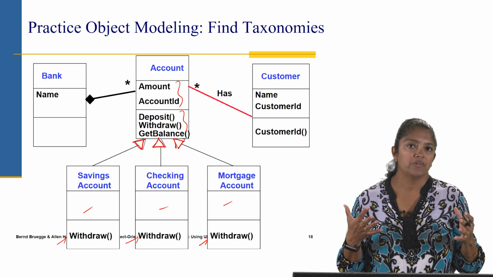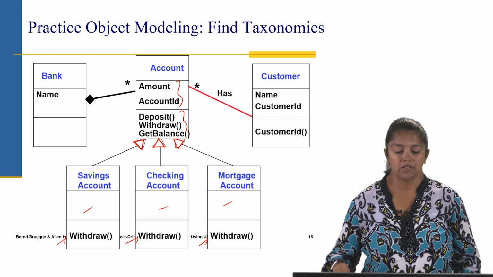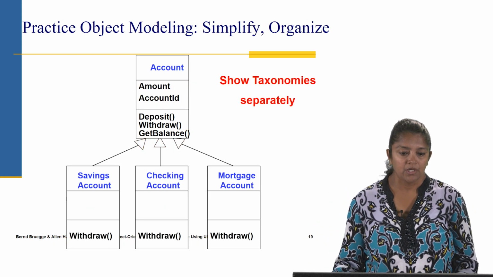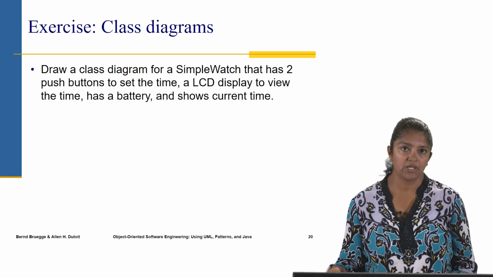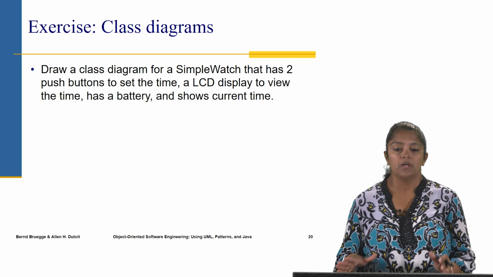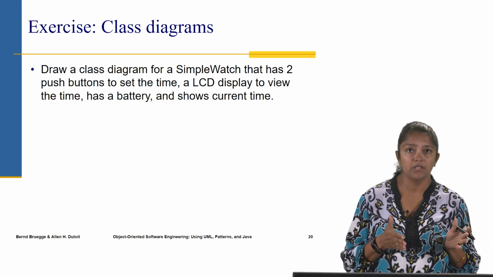Normally it's done when the diagram gets too cluttered and too huge, just for better readability. It can be separated out into multiple diagrams, and taxonomies specifically can be shown separately. So that covered all of the class diagram notation that's available.